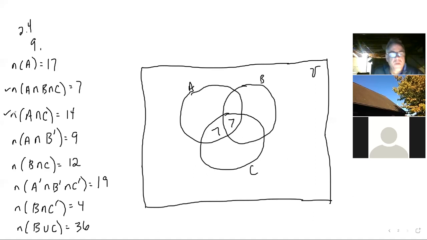Okay. So we'll go to this one, B intersects C. It's 12. That's here. So I've counted 7 already. So I would need 5 more. And I've got that. Okay. So let's see what else we could do.